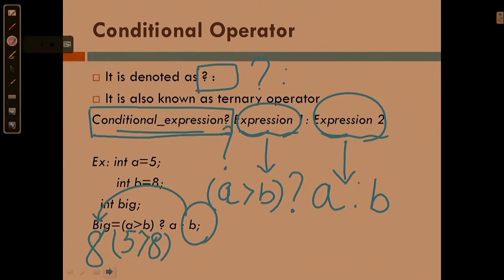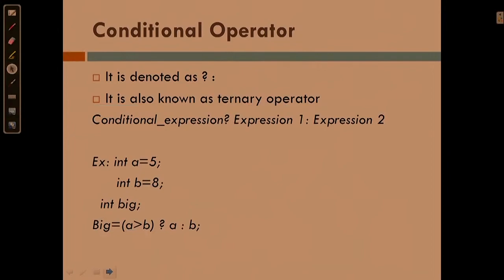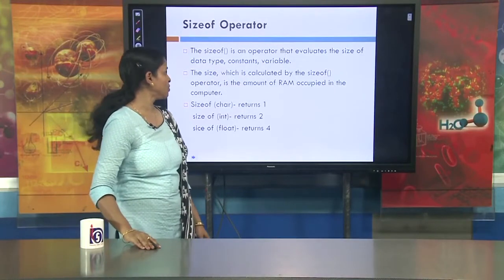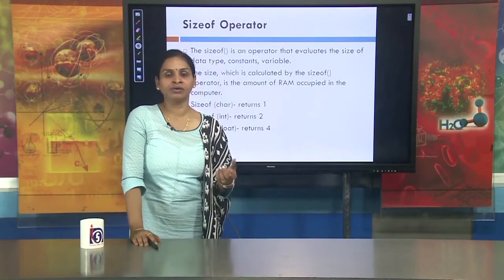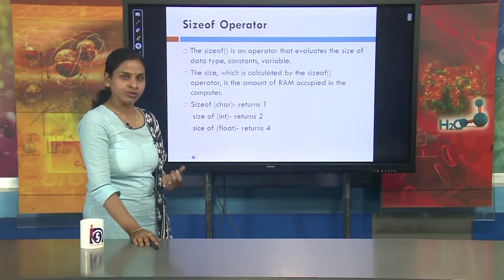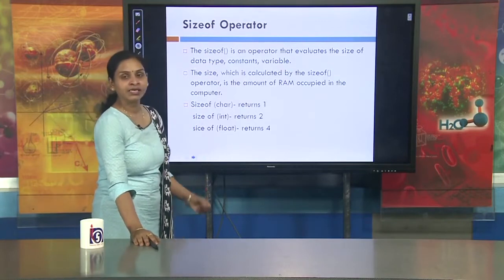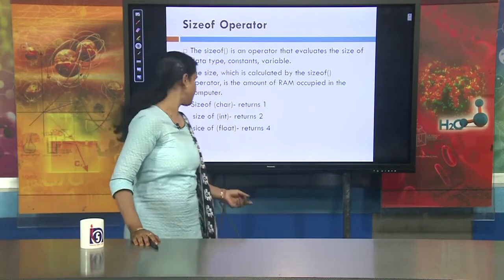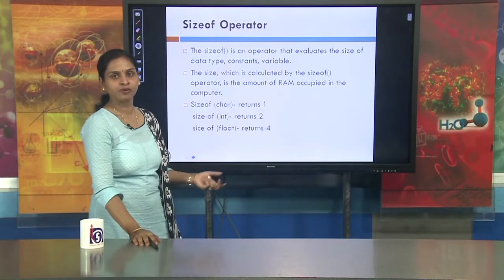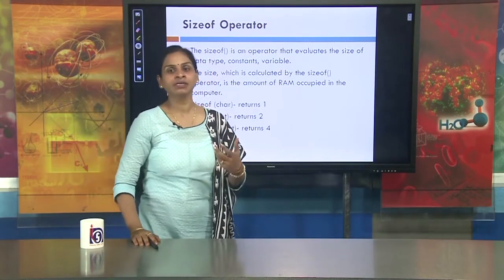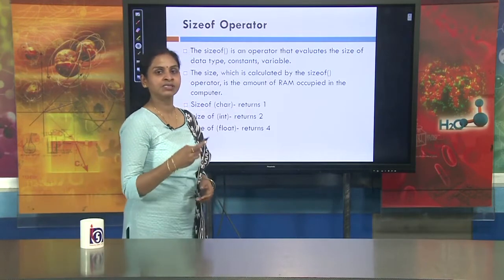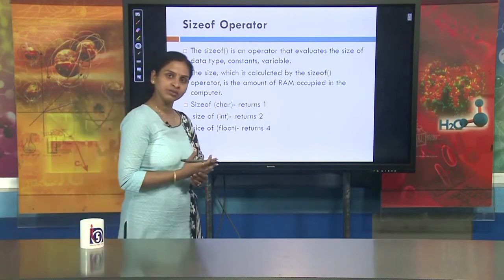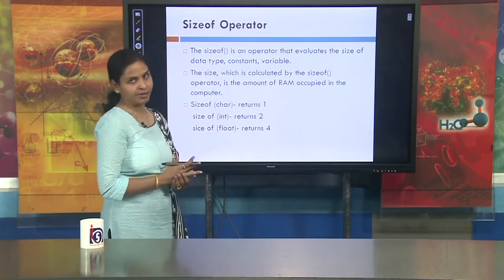So let's move to the next, the sizeof operator. Using the sizeof operator, we can know the size of a variable or data type and any type of constants. So, if we write sizeof char, it returns 1. If we want to know the size of the integer data type, we have to write sizeof int, it returns 2. If it is float, it returns 4. If it is double, it will return 8. So, according to the data type, the sizeof operator will return the size according to that data type or constant, or if we have any kind of variable.